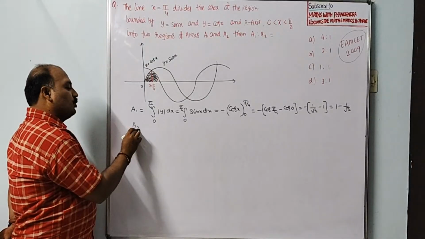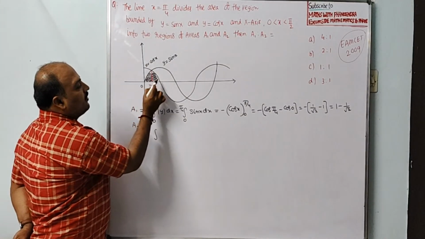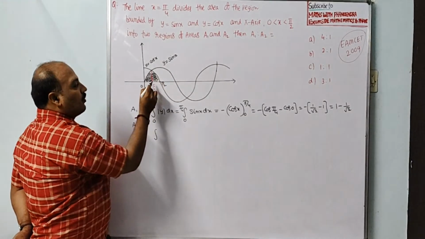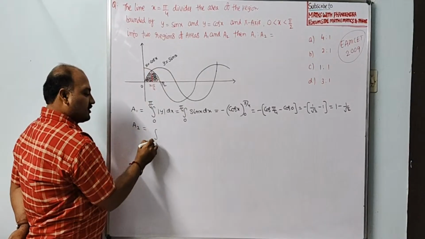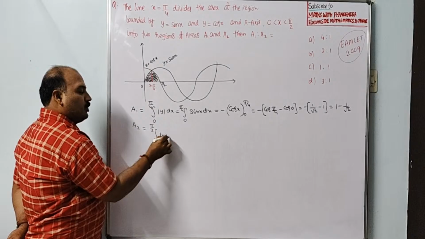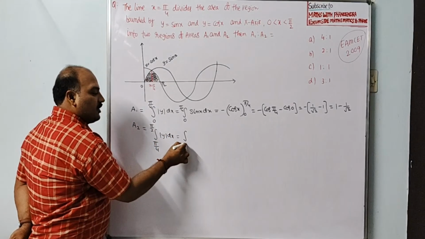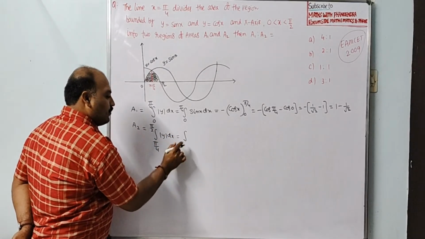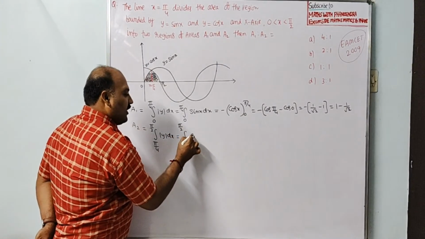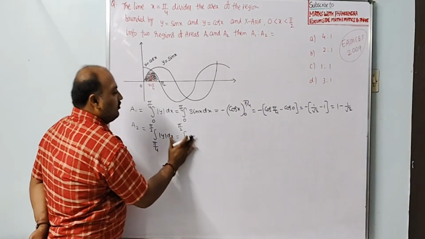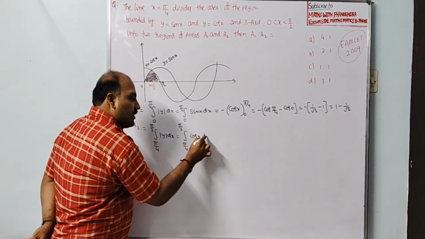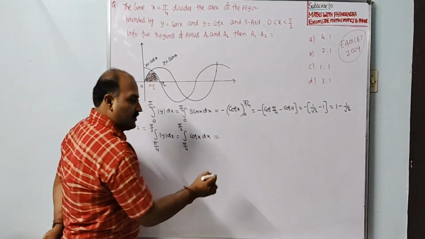Come to the area A2, from pi by 4 to pi by 2. This is pi by 2, dear students. From pi by 4 to pi by 2, the curve is cos x. So from pi by 4 to pi by 2, integral of mod y into dx, which is the integral from pi by 4 to pi by 2 of cos x into dx. This is the cos x curve.